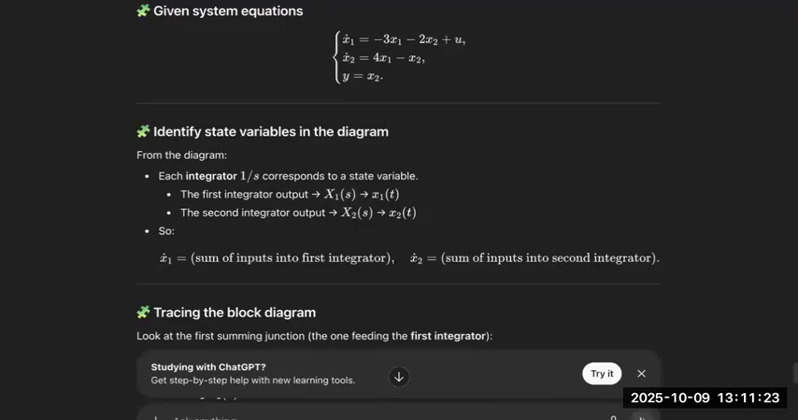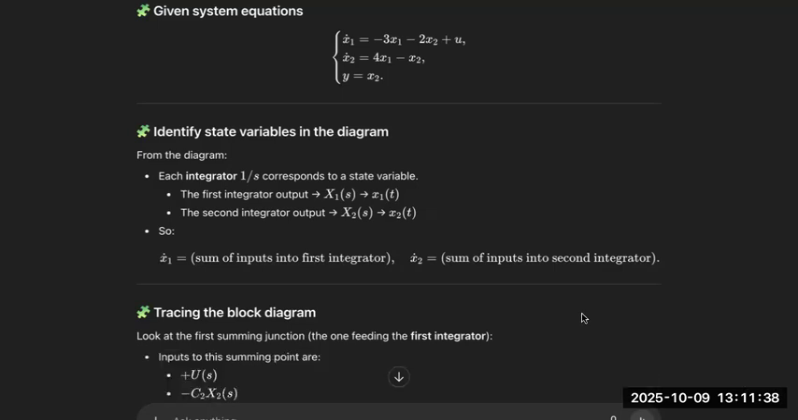But I was a little stuck on what to do, so let's look at what the AI says first of all to gain a better understanding. So first we identify state variables in the diagram, and from the diagram, each integrator 1 over s corresponds to a state variable. The first integrator output is x1 of s, and that corresponds to x1 of t. The second integrator output is x2 of s, and that corresponds to x2 of t.